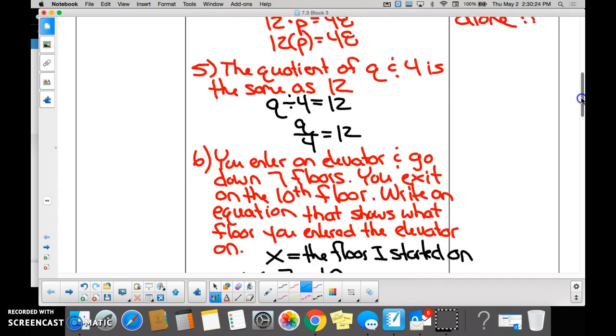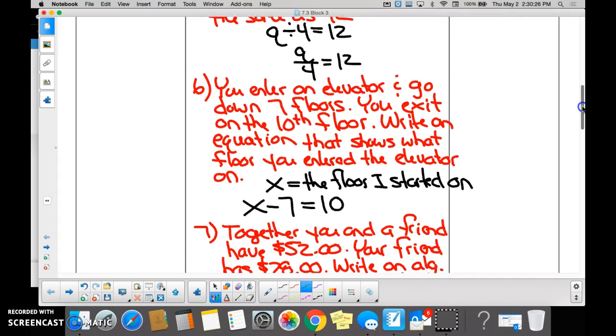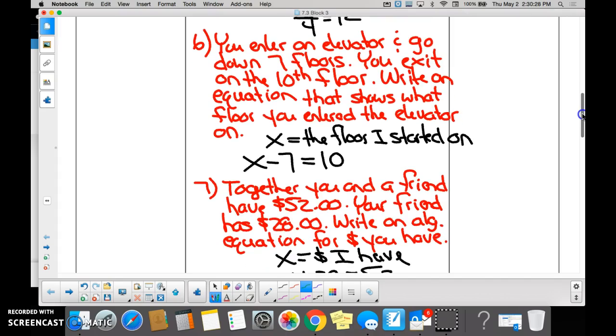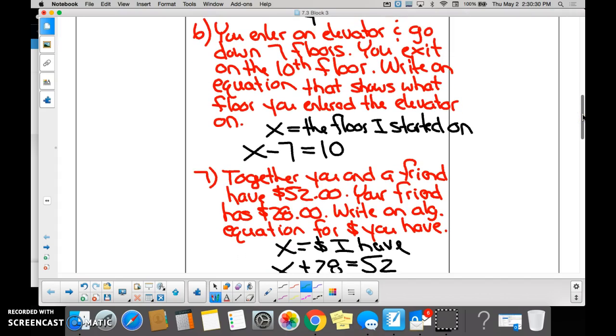All right, so 1, 2, 3, 4, 5, we just practiced writing equations with words and key terms. Number 6, you enter an elevator and go down 7 floors. What does go down mean? Decrease, so we're going to subtract. You exit on the 10th floor. We're going to write an equation that shows what floor you entered the elevator on.